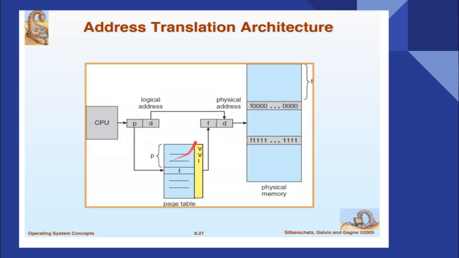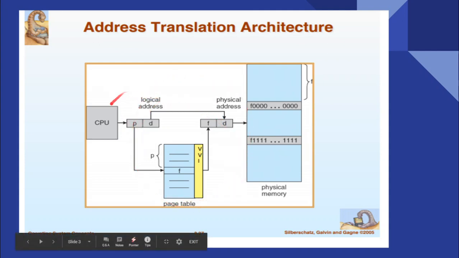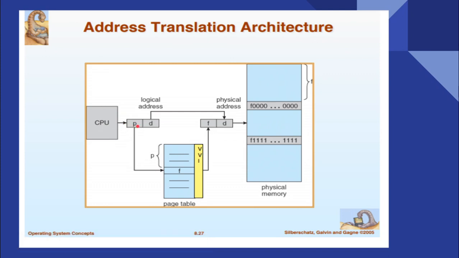Now let us see the address translation architecture. Why is it needed? In order to translate from the CPU's logical memory, the pages, to the physical memory, the frames. We have to convert from pages to frames, and in order to do that we have this arrangement. Let us see this architecture. P is the page number, and D is the offset.